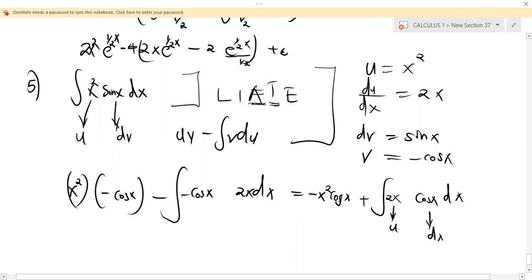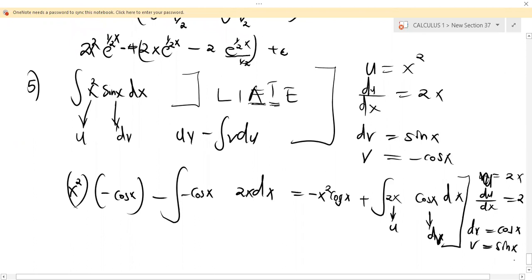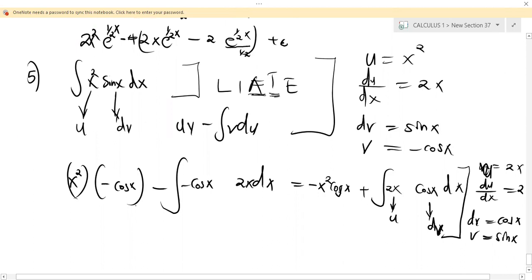So having chosen our u and dv, this is dv, we need to get values du and v. So u is 2x. So if u is 2x, what is our du dx? Our du dx is 2. dv is cos x. So what is our v? If you integrate cos x, you get sin x. So these are the values we're going to replace in the formula.